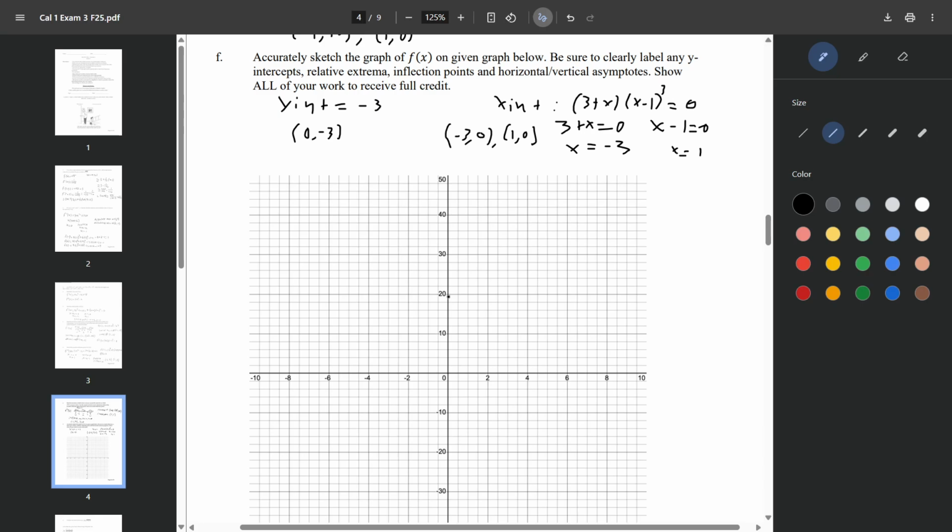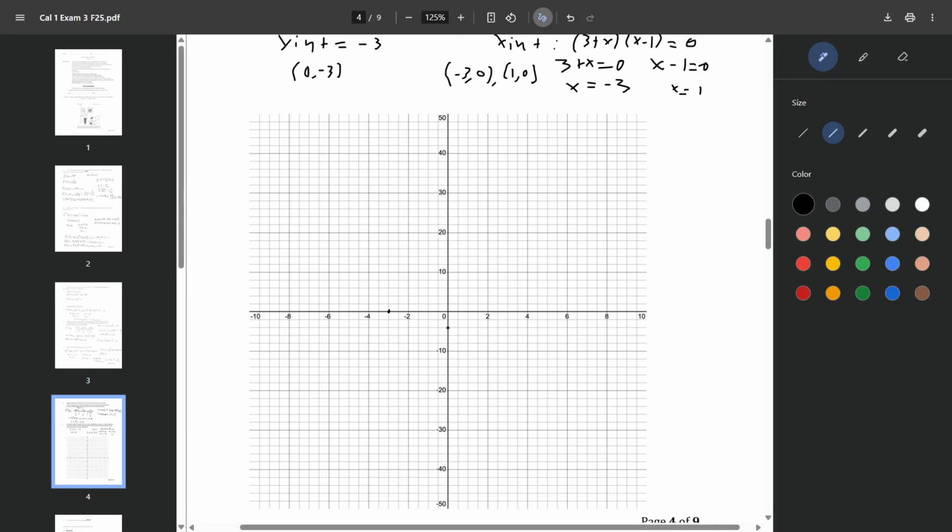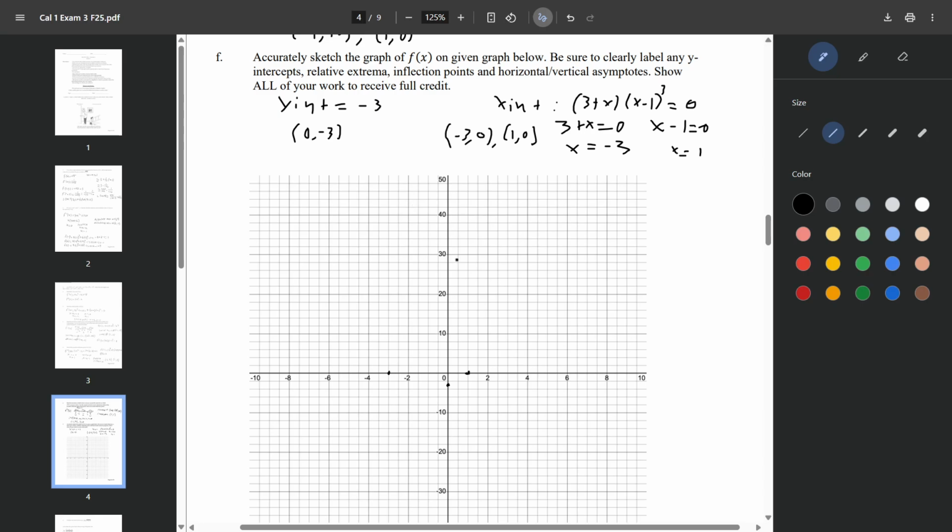Alright, so let us label these points in our graph. So -3, 0 is right here. 0, comma -3, it's in terms of 10, so just say right about here. Seems to be the case. And then 1, comma 0. Alright, now we have our x-intercepts.